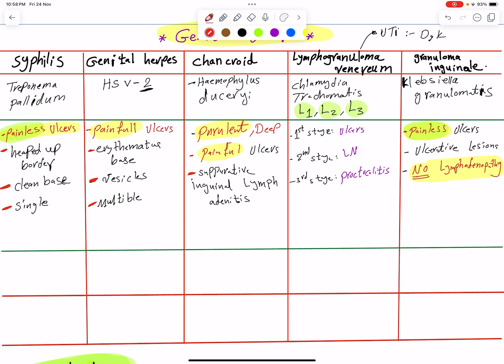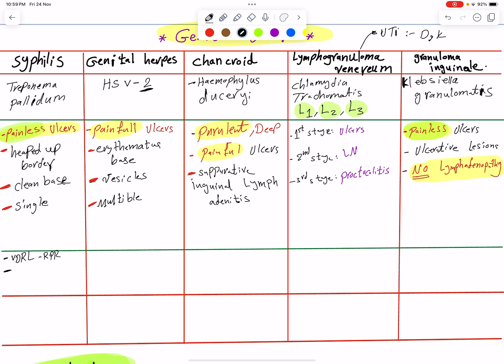Now, for the investigation or the diagnosis of syphilis, we can clinically ask the patient about his sexual and travel history. Then on examination of the ulcer, we will see a heaped up border with a clean base, usually single, and he will say it is painless. Then we have the laboratory. We will start by screening with the VDRL test, which is the Venereal Disease Research Laboratory test, and the RPR. This is the screening test.